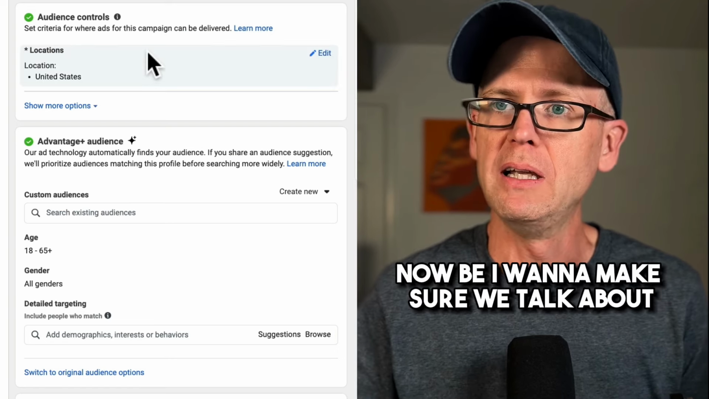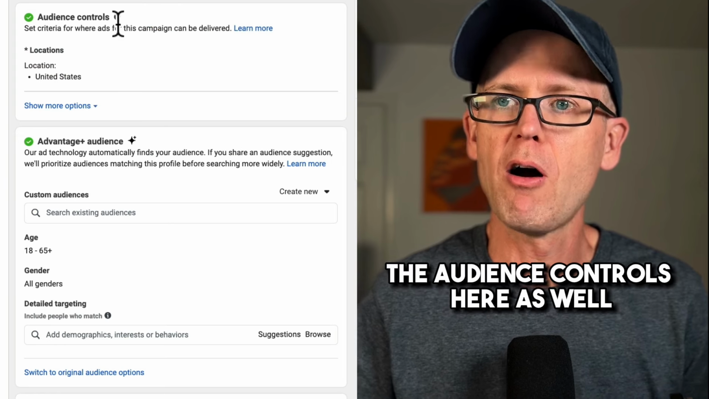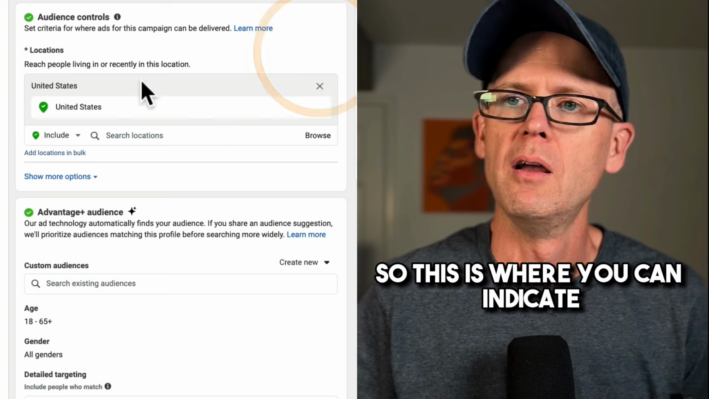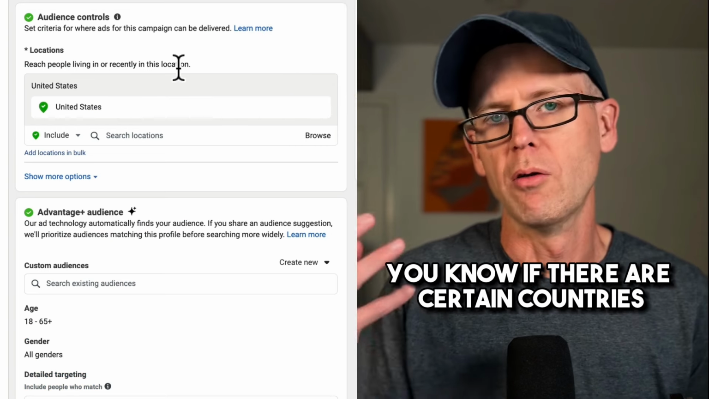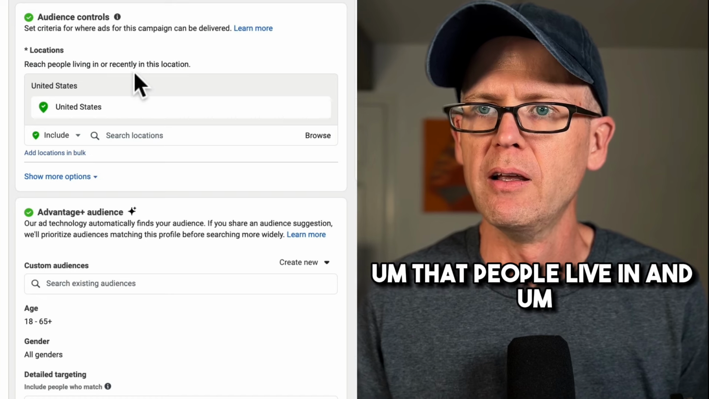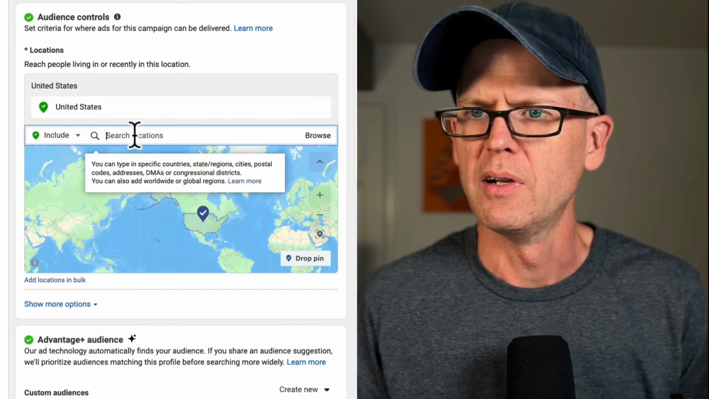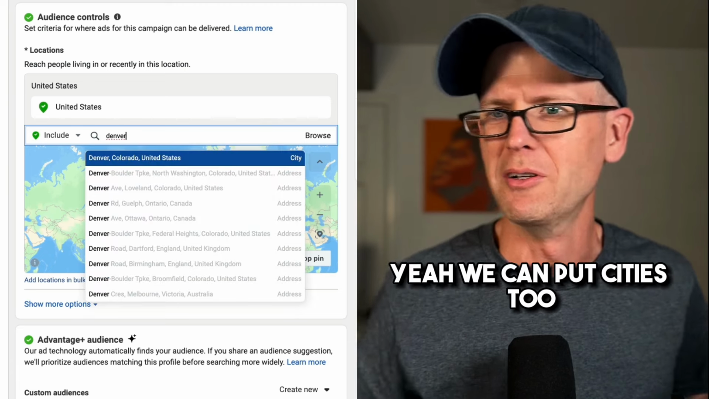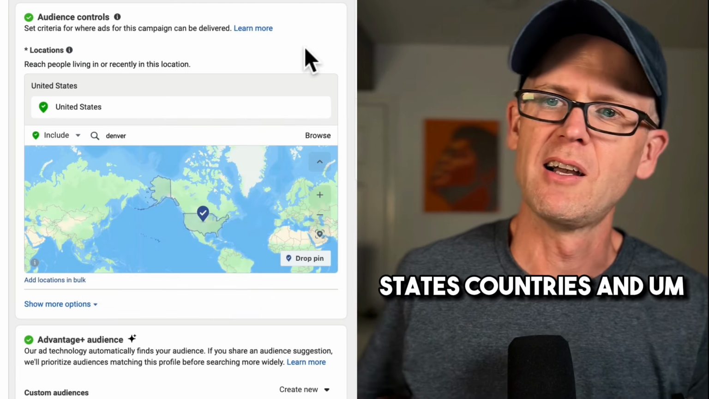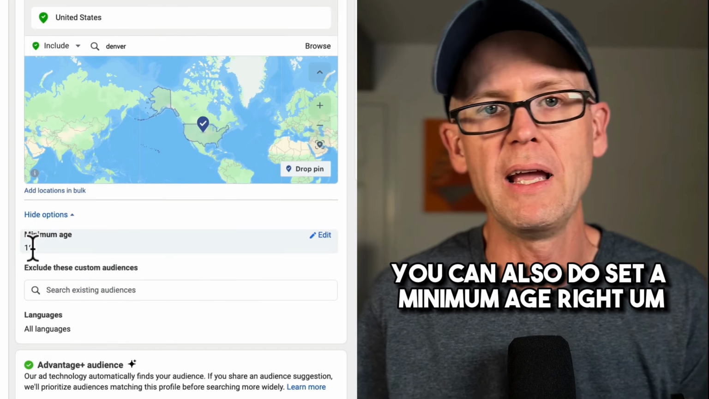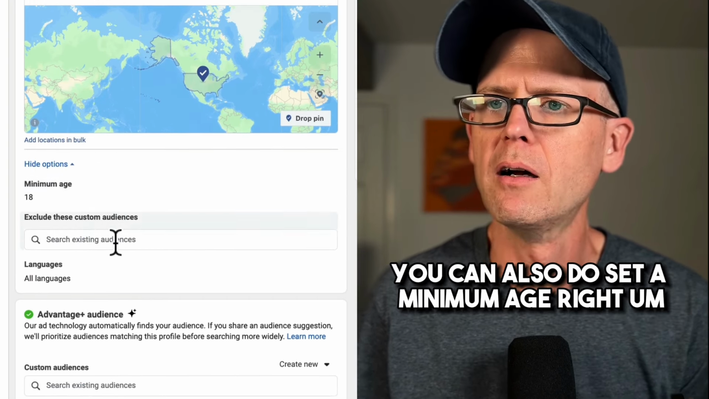Now, I want to make sure we talk about the audience controls here as well. This is where you can indicate if there are certain countries that people live in. Can we even put cities? I can't even remember. Yep, we could put cities too. So cities, states, countries, and you can also set a minimum age, right?